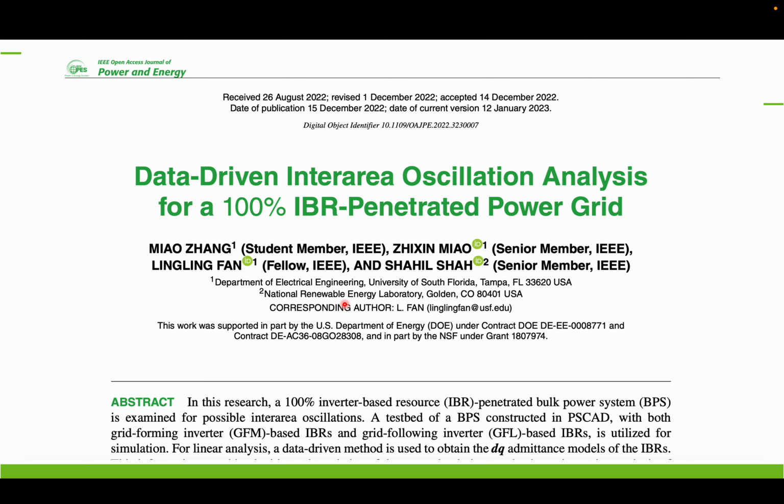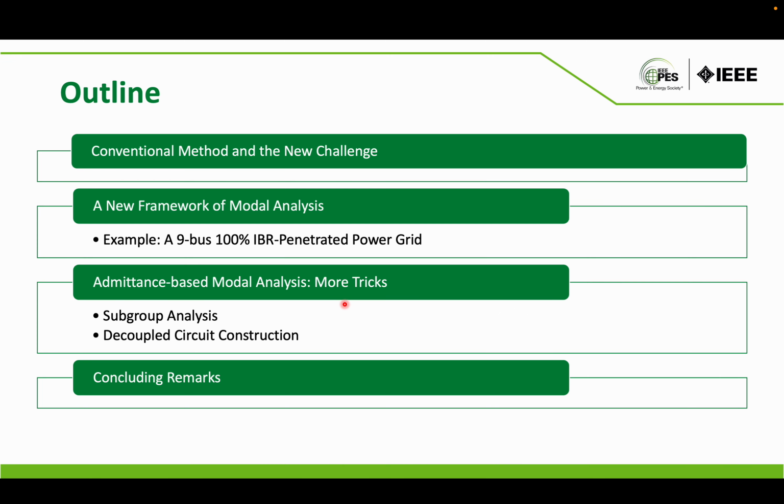of this paper. This paper is about oscillation analysis, linear system analysis. Now let's talk about the conventional method. What's the conventional method that we are using? The paper is also talking about IBR, a new challenge, inverter-based resources. And then we use an example of a 9-bus system to show the new framework of analysis.